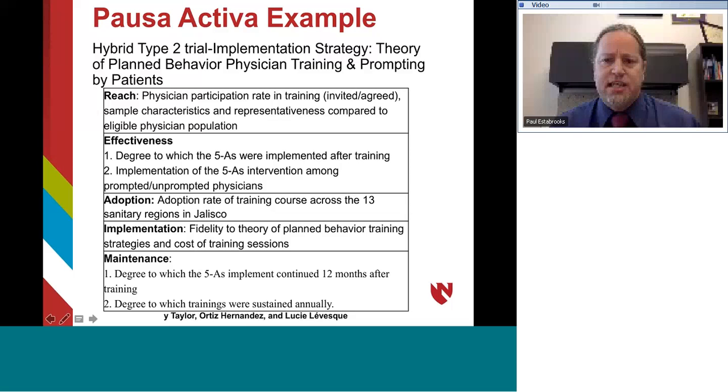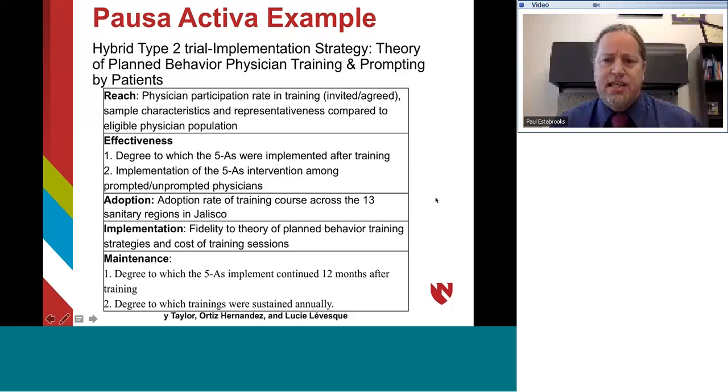And so the implementation assessment here, and this is always a little confusing when you have implementation and implementation together, but the implementation assessment of the implementation strategy is the degree to which there was high fidelity to the theory of planned behavior training strategies and the cost of those training sessions. And so we collected information on both of those things. And then finally for maintenance, it's the degree to which the 5 A's implementation continued 12 months after the training, and the degree to which, from an organizational perspective, the trainings were sustained annually across, again, those sanitary regions in Jalisco.